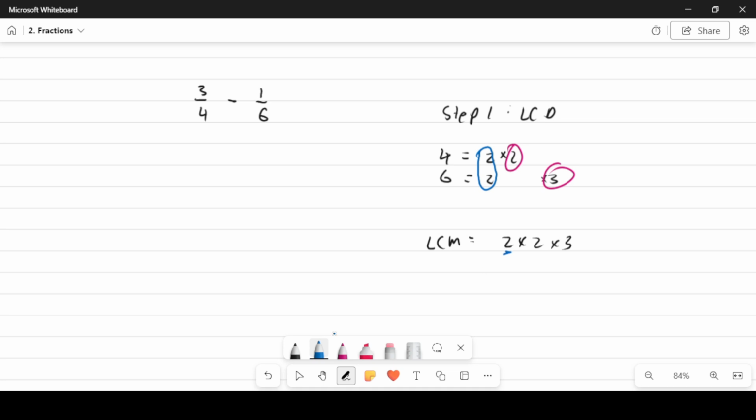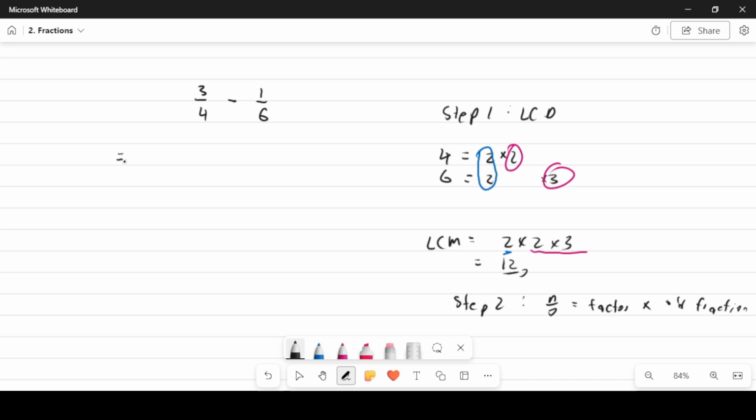I think I used blue to represent the shared factors, and pink to represent the unshared factors. So this will be 2 times 2 times 3. This 2 represents the shared factors. This 2 and 3 represent the unshared factors. If I multiply them together, 2 times 2 times 3 is 4 times 3, which is 12. Very simple. So that's step 1 done. Let's do step 2. Step 2 is new denominator over old denominator, which gives you some number which is called the factor that we multiply by the old fraction. Why are we doing this? We're trying to re-express both these fractions such that they have the same denominator.